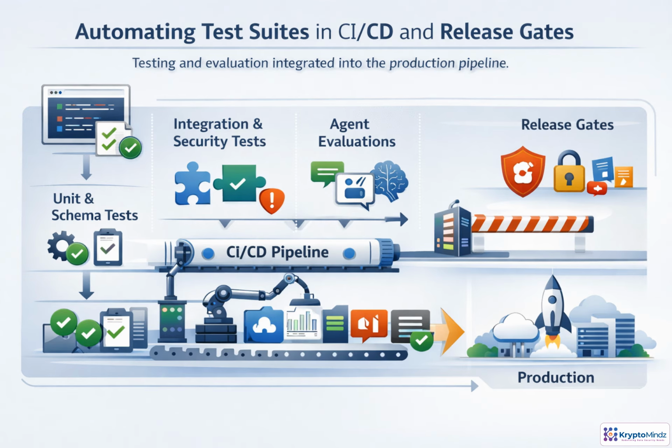Testing should be part of delivery, not a separate checklist at the end. Every commit should trigger fast unit and schema checks, so broken contracts are caught immediately. Before code merges or deploys, run deeper integration, authorization, and abuse tests against realistic workflows. For agent systems, evaluations must also run when prompts, schemas, models, or tool descriptions change, because behavior can shift without code changing. Finally, define release gates for non-negotiable failures: unsafe writes, data leakage, cross-tenant access, or critical regressions. If those fail, the pipeline stops.